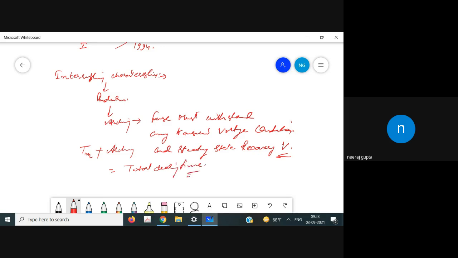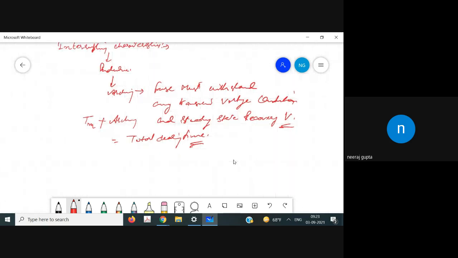It is the total clearing time. So what is the significance of this total clearing time? It is also denoted by TCC, that is, total clearing time. It gives us the information between the time and the current in amperes, but time in that case is the total clearing time.